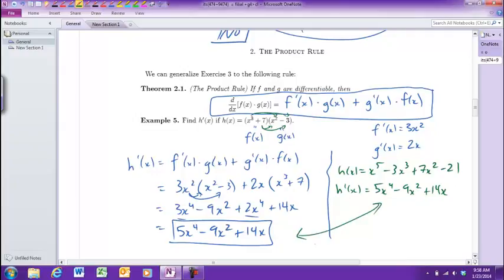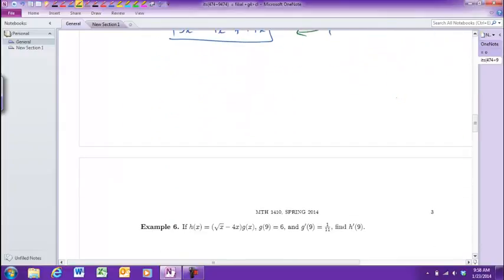In this particular instance, it's probably easier to multiply it out, but you won't always be able to multiply it out, and you'll have to use the product rule at some time, and that's why we need to know it. So let's do another example.